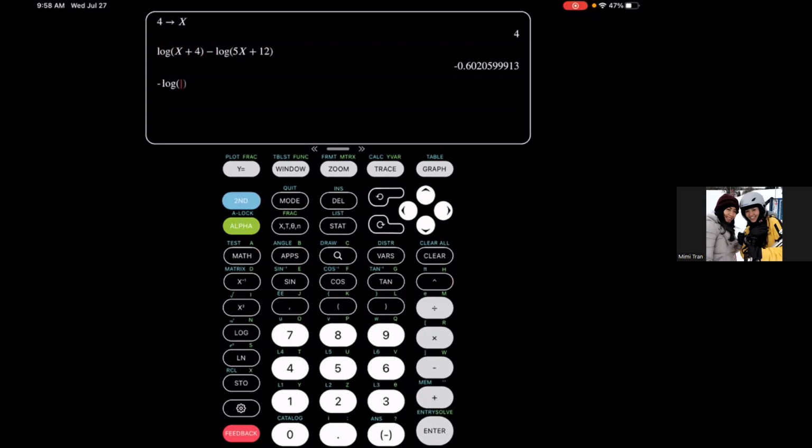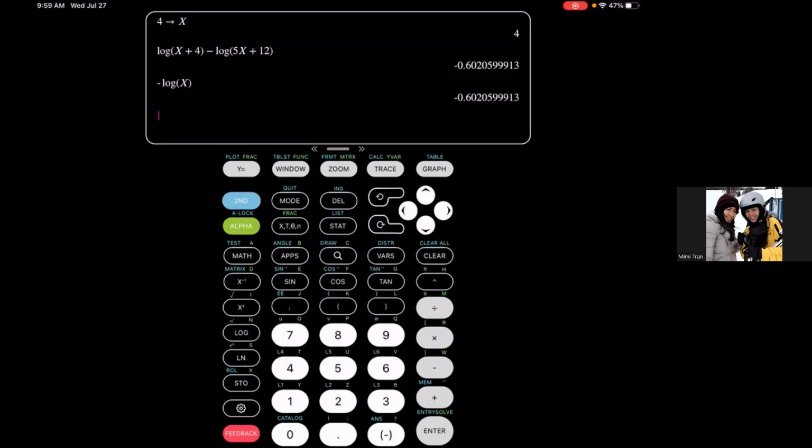Minus log of x. They're the same, right? So the left-hand side equals the right-hand side. If you have a question, please ask now. It's helpful for your exam. You need to check like this on your exam.